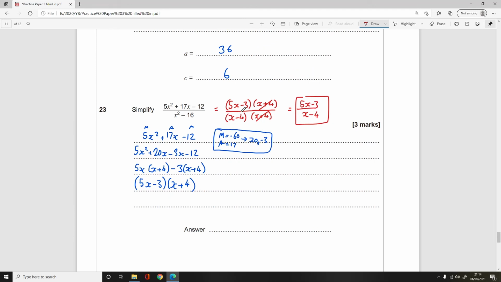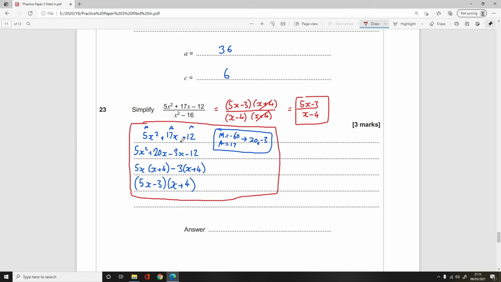Simplifying fractions, you want to factorise everything first. So if we've made good attempts to factorise the top and the bottom, that would be 1 mark. If we've factorised the top and the bottom correctly, that would be 2 marks. If you then cancelled out the x plus 4s that they have in common to get this, that would be your third mark.